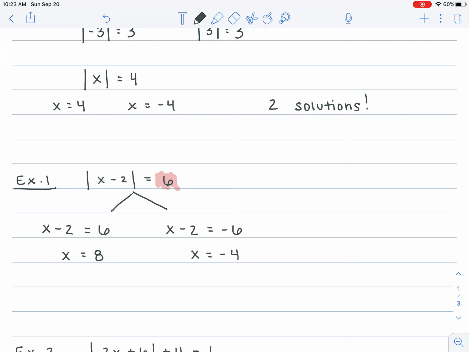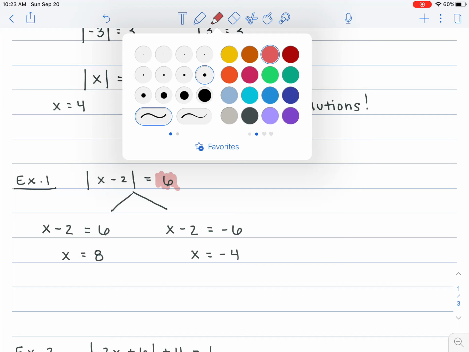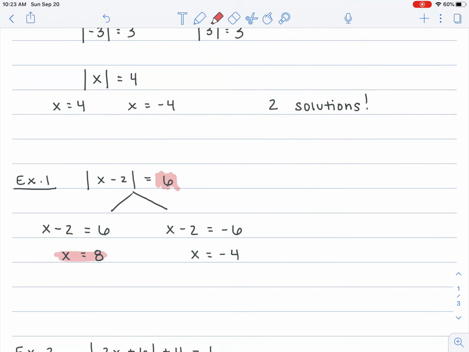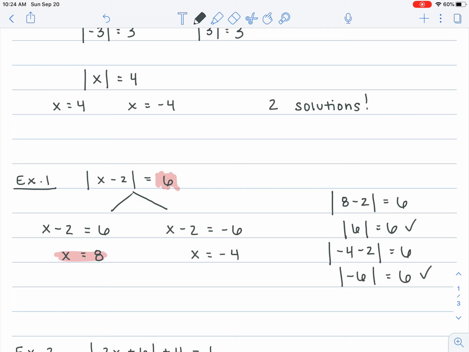Here's what I mean by that. If I check my answer, if I check this 8 first, if I plug in 8 there, I have absolute value of 8 minus 2 equals 6. 8 minus 2 is in fact 6, and the absolute value of 6 is 6. I could also check my second answer, that x equals negative 4. I plug in negative 4 minus 2. Negative 4 minus 2 is negative 6, and the absolute value of negative 6 is 6. So they both work. Both of these would be my solution.